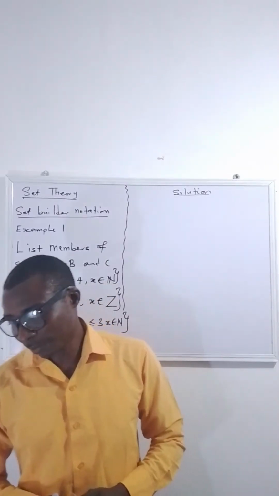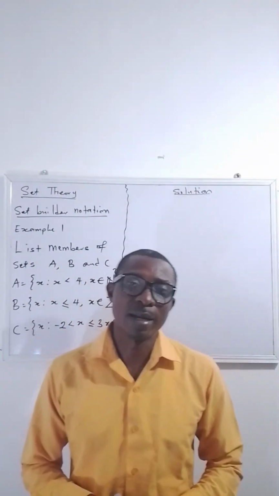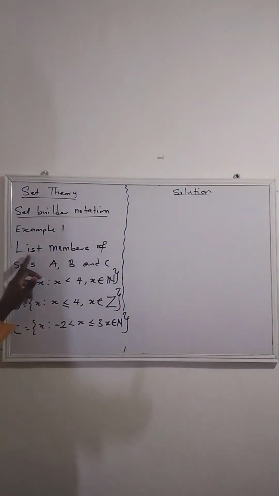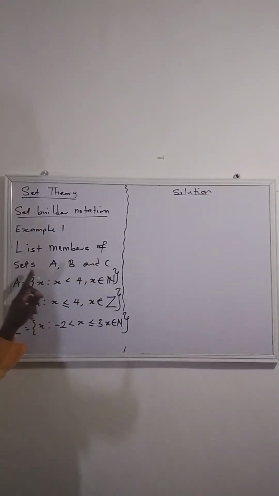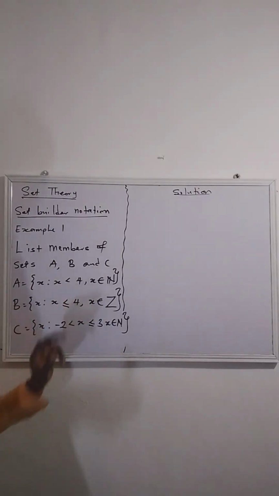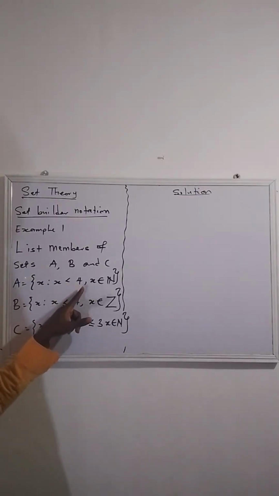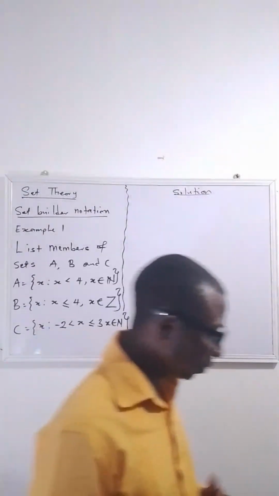All right, now today we are going to be looking at set builder. Now let's look at the example we have here. List members of sets A, B, and C. Now, look at the first set we have here. Set A is the set of x such that x is less than 4, where x is a natural number.